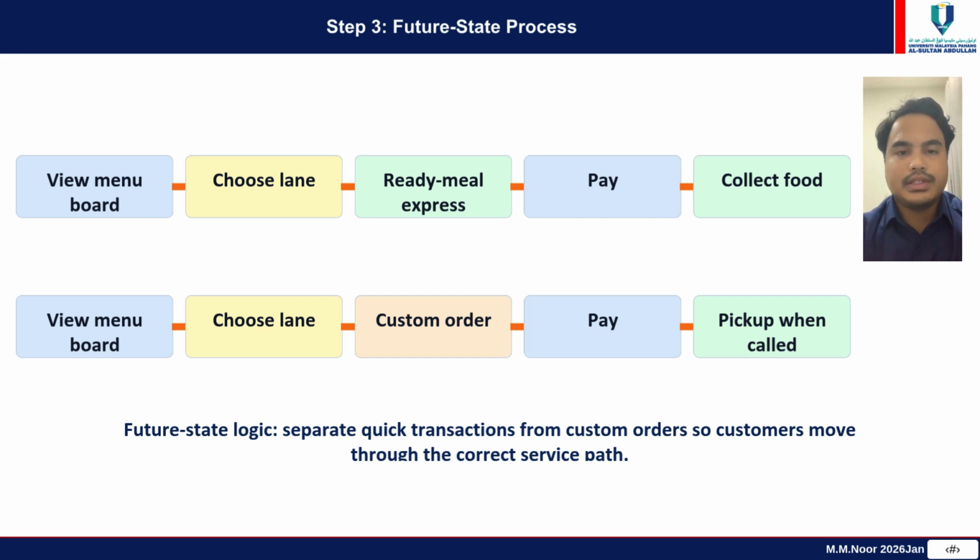Step 3. Future State Process. The future state process improves the customer flow by separating different types of orders. Customers first view the menu board, then choose the correct lane. Ready meal customers use the express lane, while custom order customers follow another service path. This reduces congestion because customers are no longer forced into one single queue.